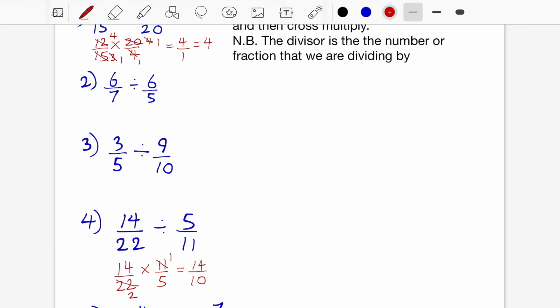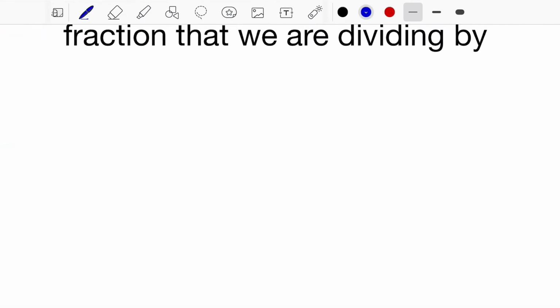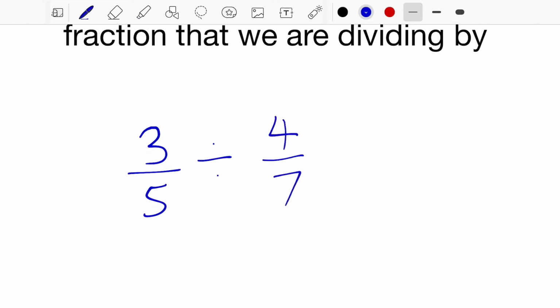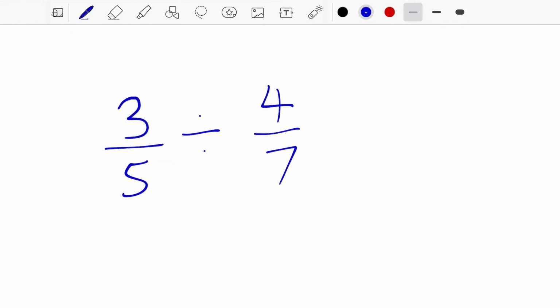Okay, so I just realized there's an example I didn't show you all. So let me do that now. Let's say we have 3/5 divided by 4/7. So we keep the 3/5, we multiply by 7 over 4.